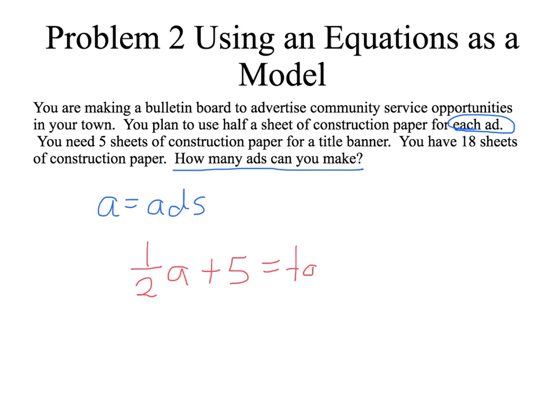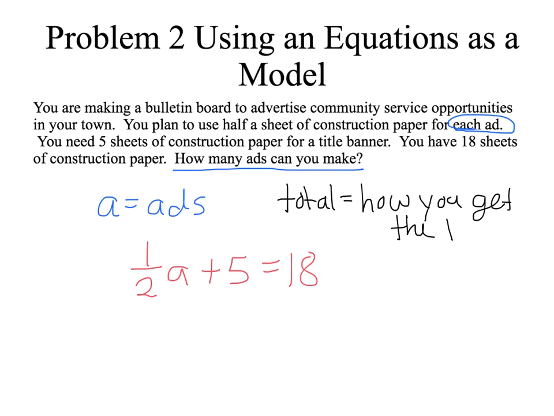So that's going to equal 18. One thing that we'll do more when these equations get harder is we'll talk about this general form: total equals how you get the total. Right now our equations aren't so bad, but that's what we did here. The total was 18, and then the other side is how you come up with the total. So how did you come up with 18? Now, how many ads can you make?